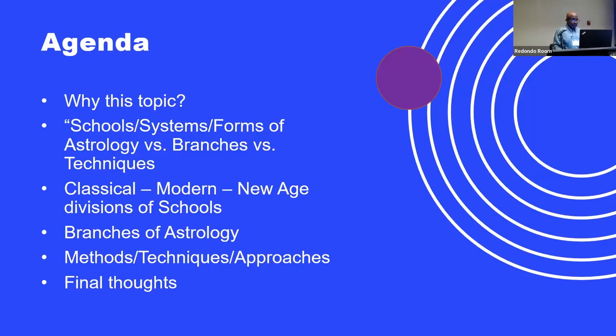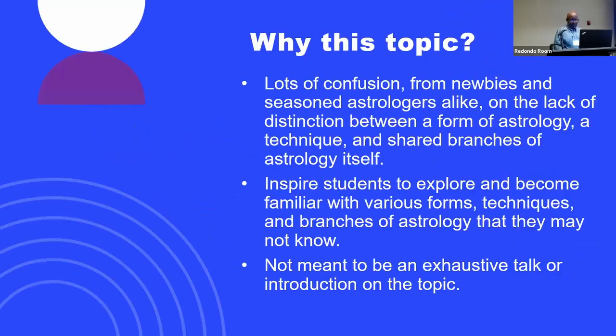But this is what we're going to cover today, and I'll start with why this topic. This is probably the most beginner-oriented topic that I've presented here at NORWAC. There's lots of confusion, especially from newbies and even seasoned astrologers, on the lack of distinction between a form of astrology, a technique, and shared branches. A lot of people will say, well, I'm a sidereal astrologer, and I don't think that's an actual branch of astrology. So I'm going to clarify my understanding of the distinction between the various forms, techniques, and branches of astrology and schools of astrology.